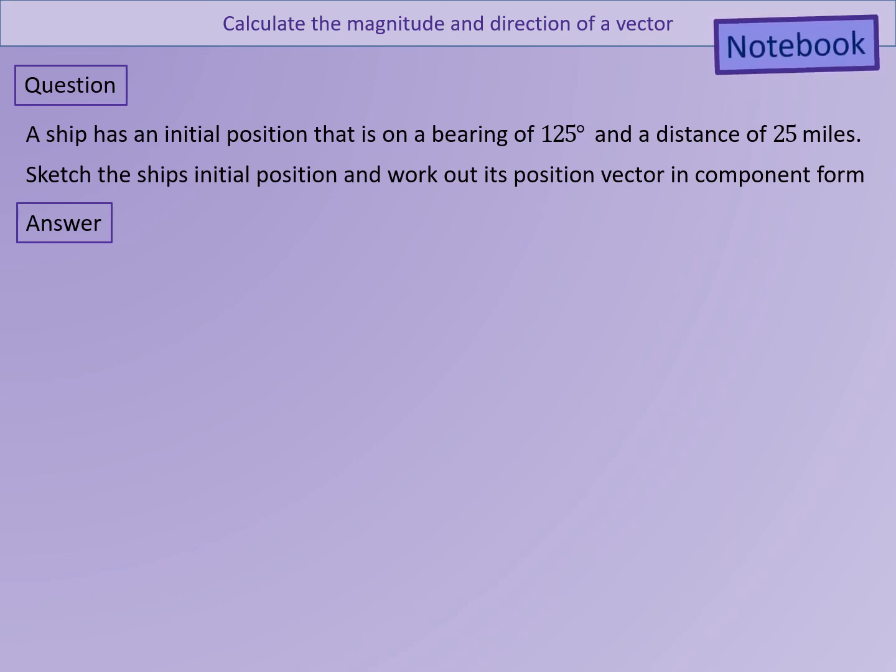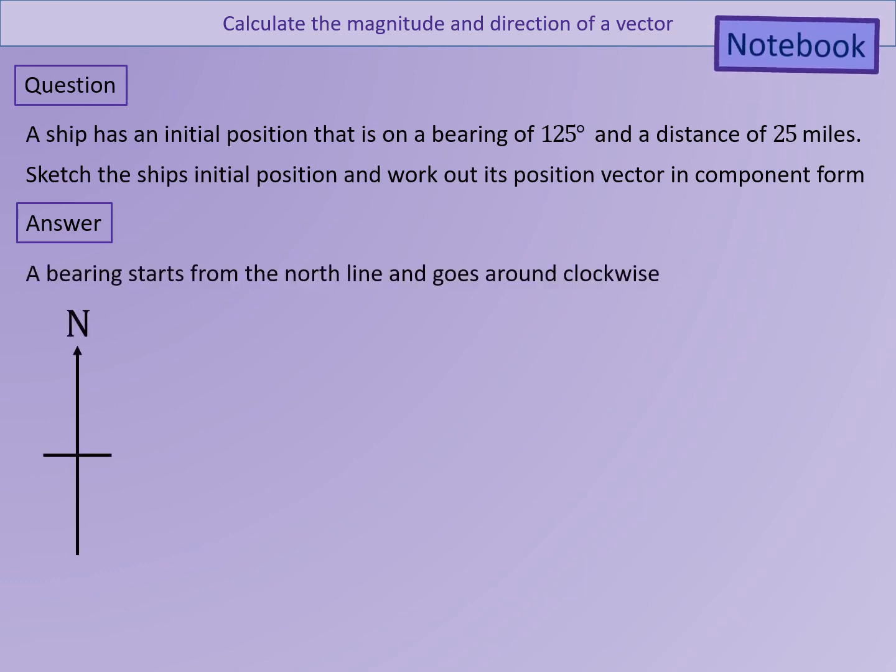So a ship has an initial position that is on a bearing of 125 degrees and a distance of 25 miles. Sketch the ship's initial position and work out its position vector in its component form. So a bearing starts from the north line and it always goes around clockwise. So if a question is saying anything about bearings, please do bear in mind these couple of points here.